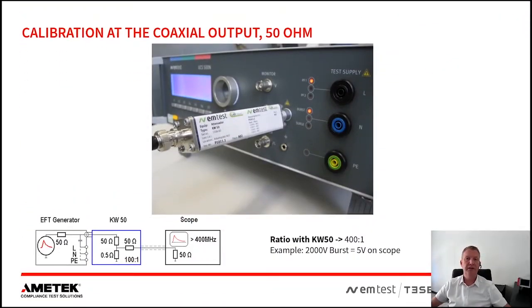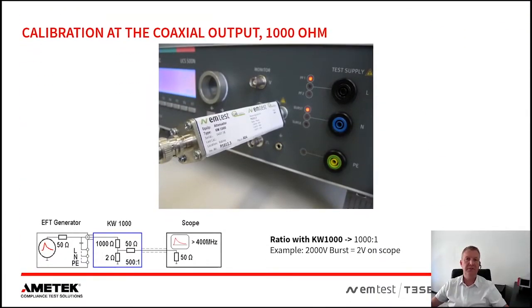When we calibrate the coaxial 50 ohm output, first we have to add the 50 ohm calibration resistor. The output of the generator has a 50 ohm impedance, and the input of the resistor also has a 50 ohm impedance. In addition to that, we have a 100-to-1 divider inside the calibration resistor, plus a 50 ohm output impedance, and in combination with the 50 ohm input impedance of the oscilloscope, we have in total a ratio of 400-to-1. So if you select a 2 kV burst pulse, you can expect a 5-volt signal at the oscilloscope.